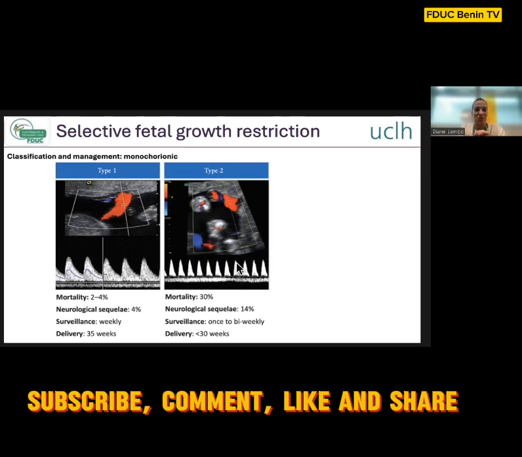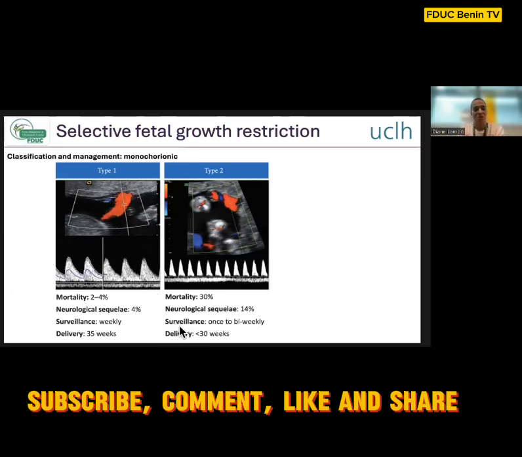So type 2, you've got absent or reversed end diastolic flow persistently in your umbilical artery. You can see this in the picture very clearly. Your mortality in these pregnancies of the growth-restricted twin is about 30%. The risk of neurological sequelae in life is much higher. It's around 14%, sorry.